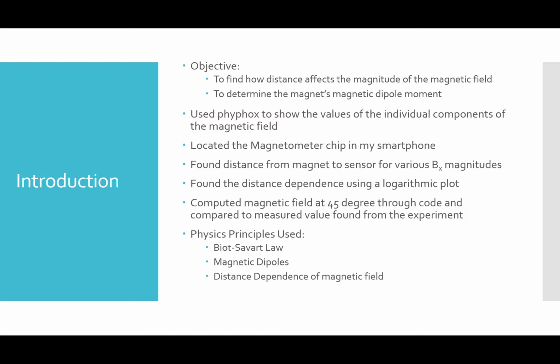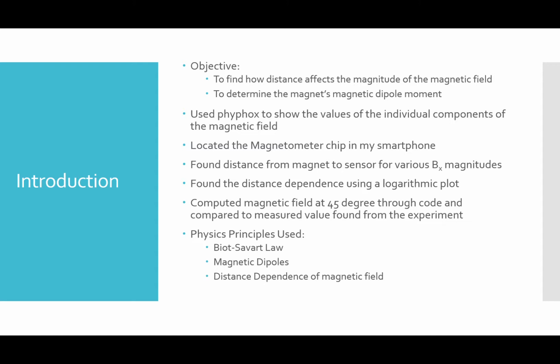The procedure was locating the magnetometer chip in my smartphone, finding the distance from magnet to sensor for various Bx magnitudes, finding the distance dependence using the logarithmic plot, and then computing the magnetic field at 45 degrees using code and comparing it to the measured value found from the experiment.